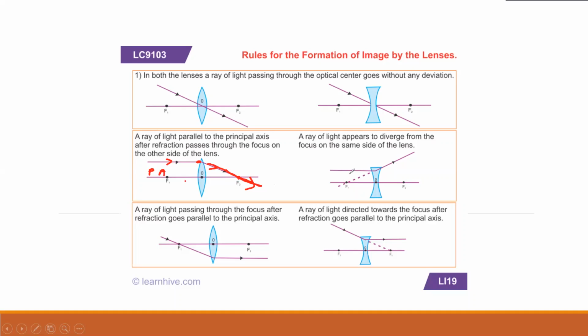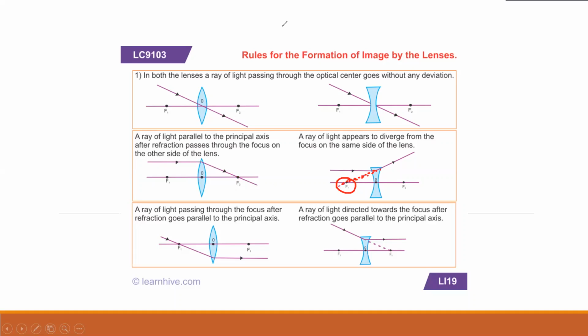A similar rule applies here when a ray of light is parallel to your principal axis. After refraction, it is diverging. When you extend these diverged rays backward, they appear to be coming from the focus. Looking backward, we will find this one is coming from the focus.